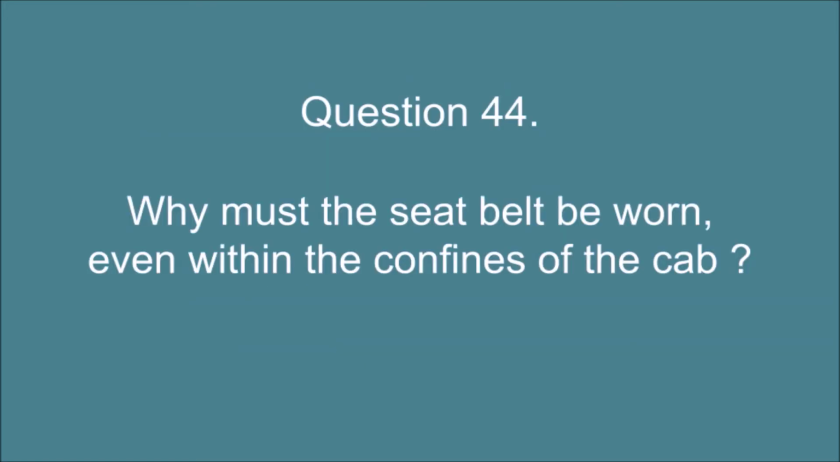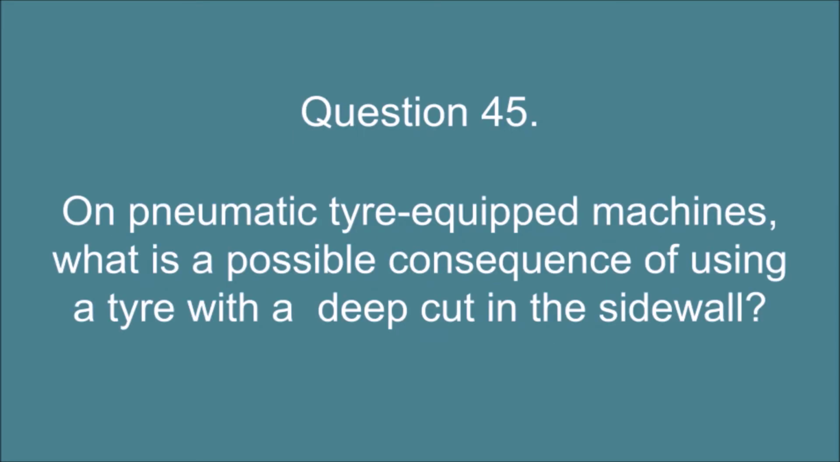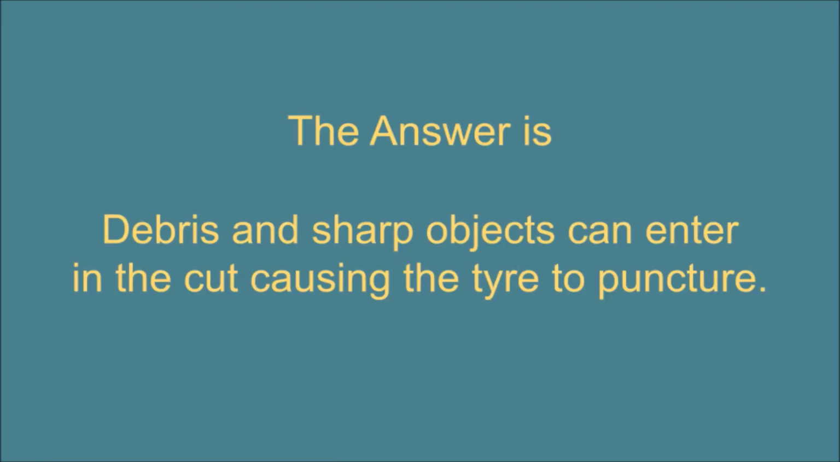Question 44. Why must the seat belt be worn, even within the confines of the cab? The answer is: wearing the seat belt will keep the operator stable in the seat in the eventuality of a rollover. Question 45. On pneumatic tire-equipped machines, what is a possible consequence of using a tire with a deep cut in the sidewall? The answer is: debris and sharp objects can enter the cut, causing the tire to puncture.